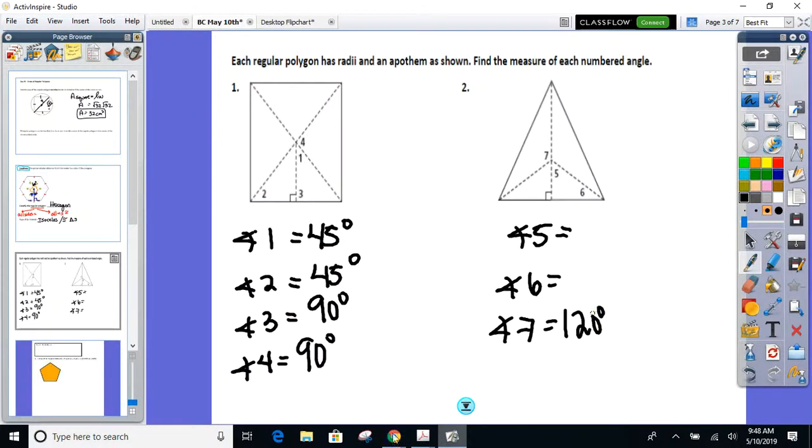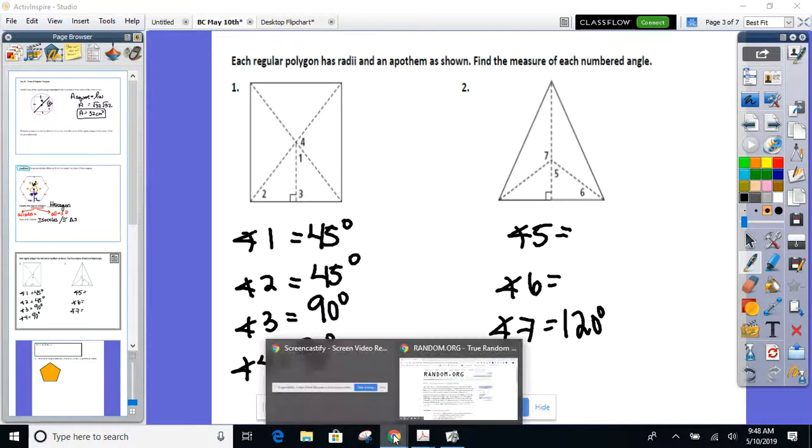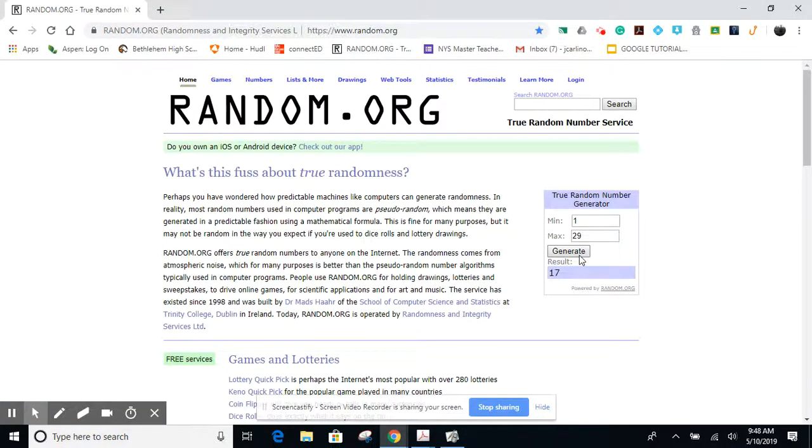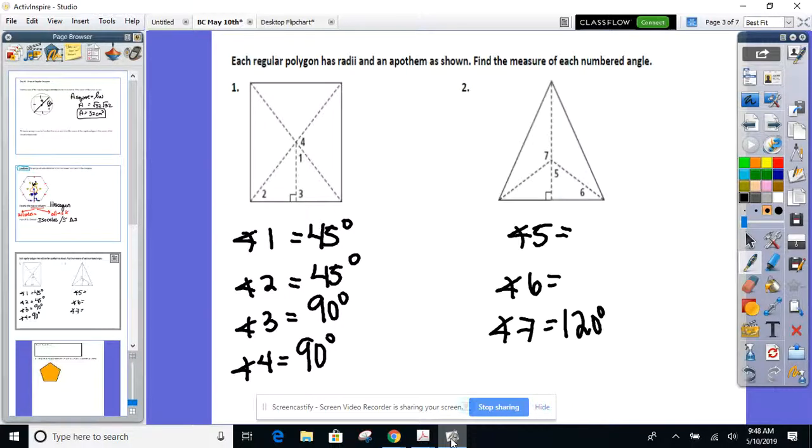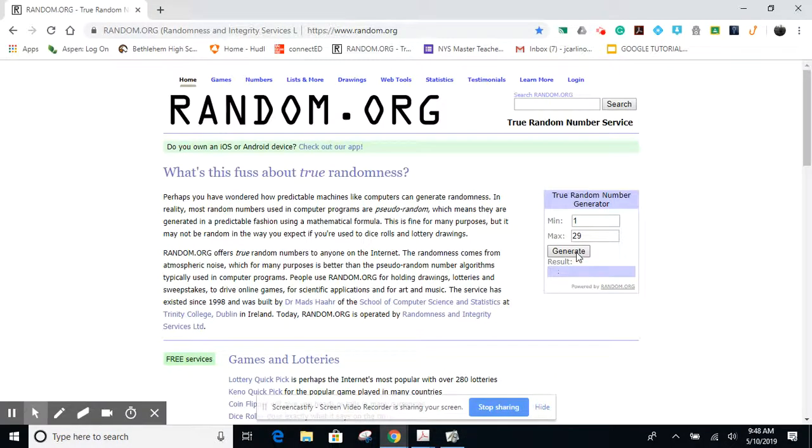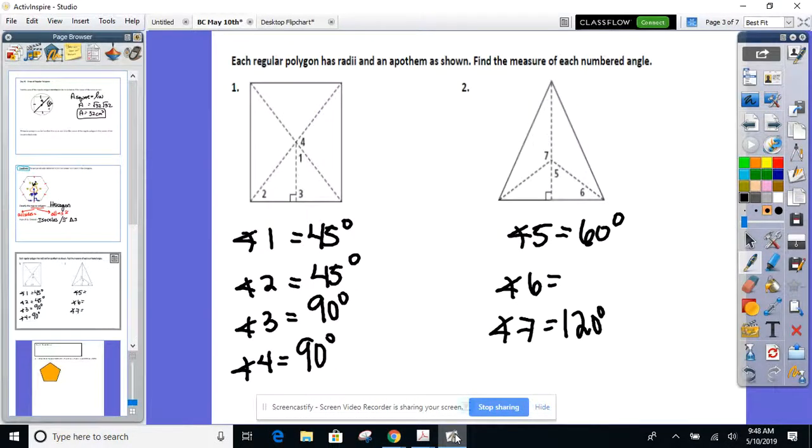How about angle 5 now then? Angle 5. 60. Good. Bisects the 120. Nice job. And then how about angle 6? What do you have? 30 degrees.